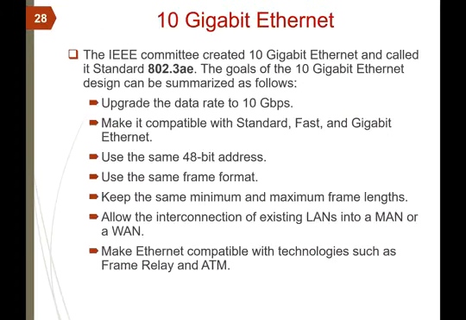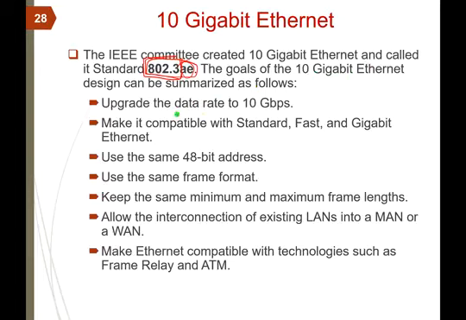Now the last standard is the 10 gigabit Ethernet. It's released under the name 802.3. You see all of them, Ethernet, start with this 802 point something, 802.3. Ethernet is all 802.3. So these are the letters that specify the rate.